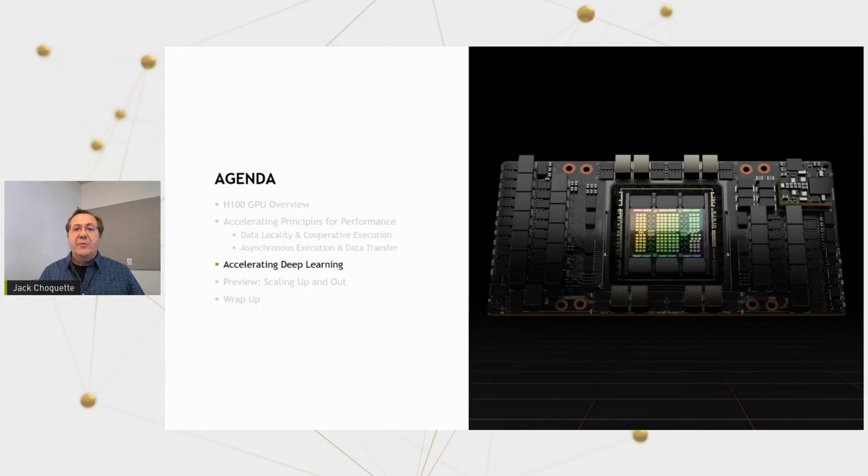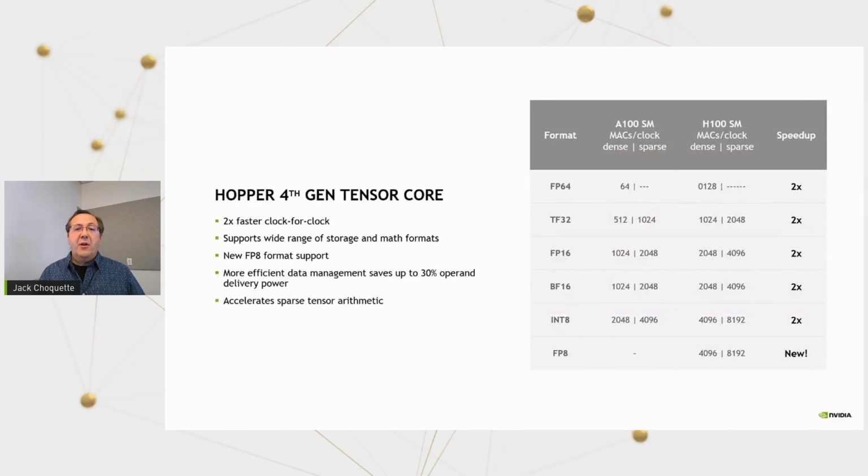Now let's look at some of the improvements Hopper has made to accelerate deep learning. At the heart of the Hopper SM is the new 4th generation Tensor Core. It has double the throughput per SM for all data formats. The Hopper Tensor Cores have also added support for a new 8-bit floating point format. It provides twice the throughput of FP16 and bfloat16 formats, matching the throughput of 8-bit integer.